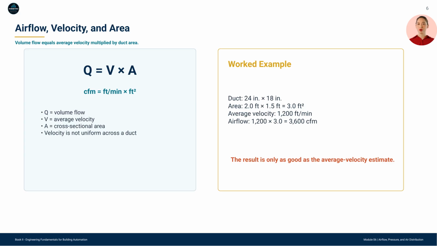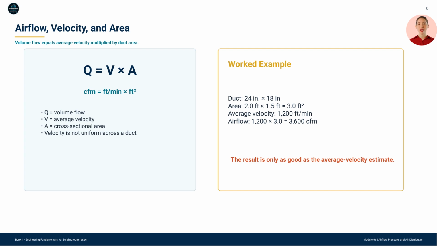The formula Q equals V times A is simple, but field application requires judgment. Q is airflow, V is average velocity, A is duct area. If the duct is 24 inches by 18 inches, the area is 3 square feet. If the average velocity is 1,200 feet per minute, the airflow is 3,600 CFM. The dangerous word is average.